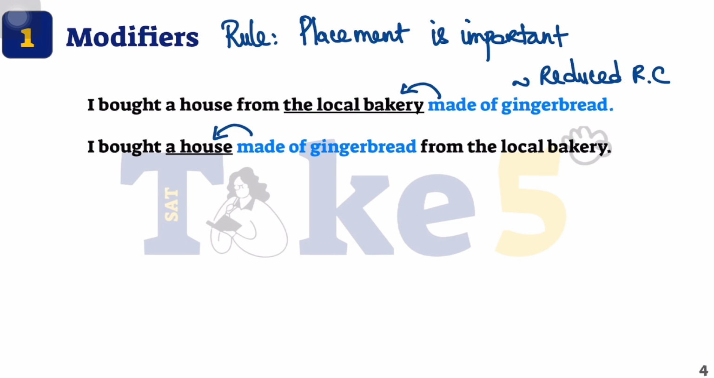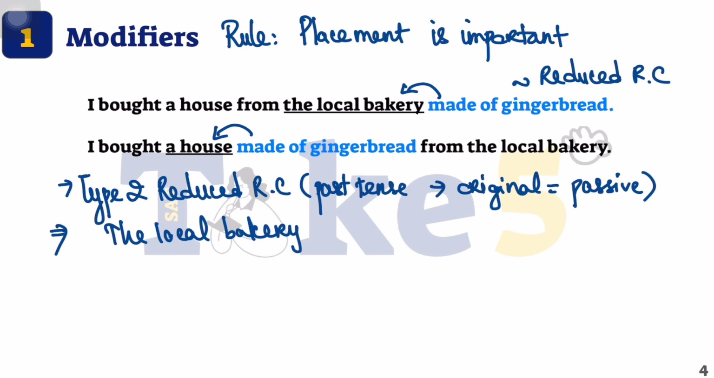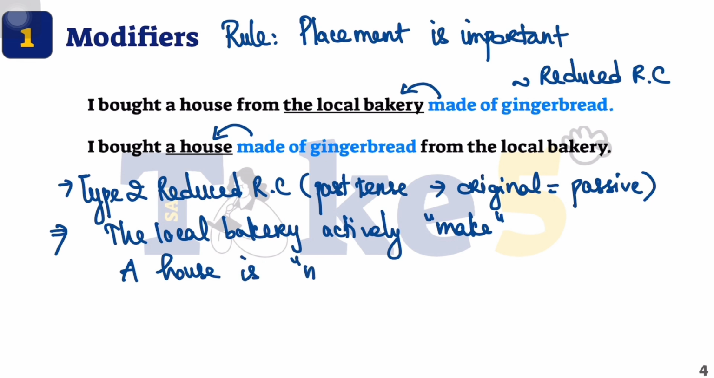With what we know from the previous lesson, this is a type 2 reduced relative clause, or it is reduced to a past participle because the original form is a passive action. So the first one is incorrect because the local bakery actively performed the making while a house is actually made of gingerbread. So the first one is incorrect because of the placement of the modifier, and moving it to right after a house, like the second sentence, is correct.